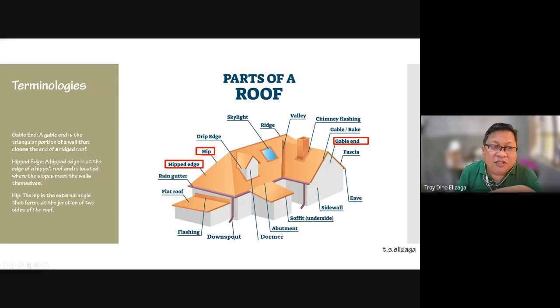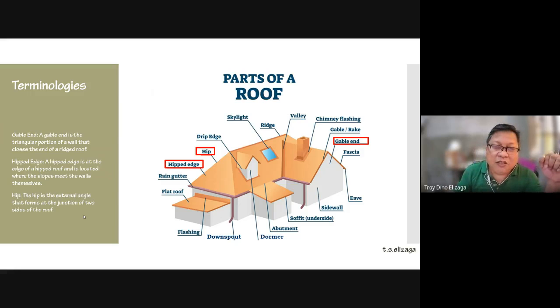The hipped edge is at the edge of a hip roof. So what's a hip roof? It's located where the slopes meet the walls themselves. So this is the hip edge. Basically, the hip, which is the next term, is the external angle that forms at the junction of two sides of the roof. So you have two sloping planes or surfaces intersecting each other at 90 degrees. So the result is a slanted and angled line.